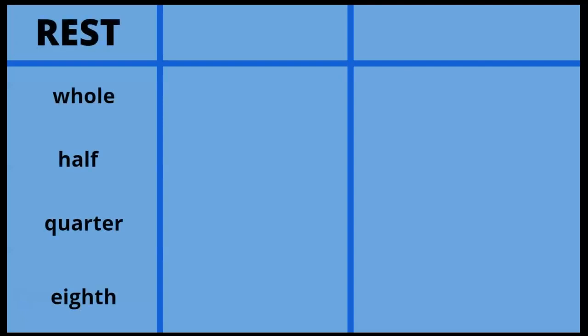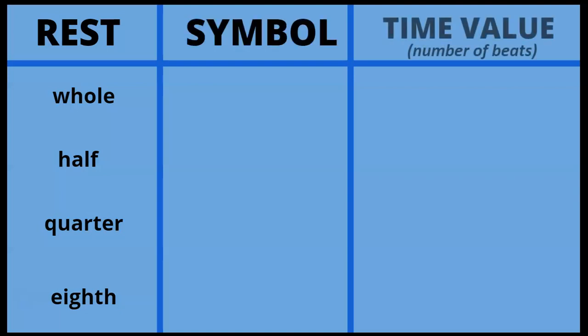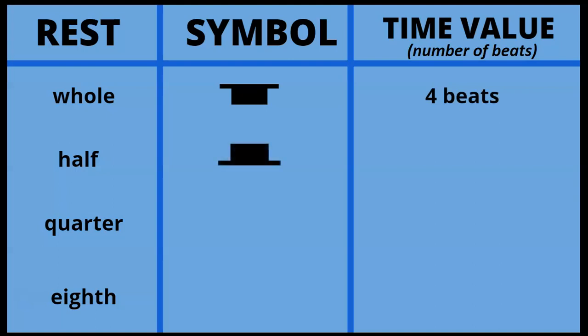These are the basic rests. The table shows the name of the rest, its symbol, and the value of beats. The whole rest is denoted by this symbol. It looks like a rectangular hat. It has 4 beats. The half rest is denoted by this symbol. It looks like the reverse of the whole rest symbol. It has 2 beats. The quarter rest is denoted by this symbol.